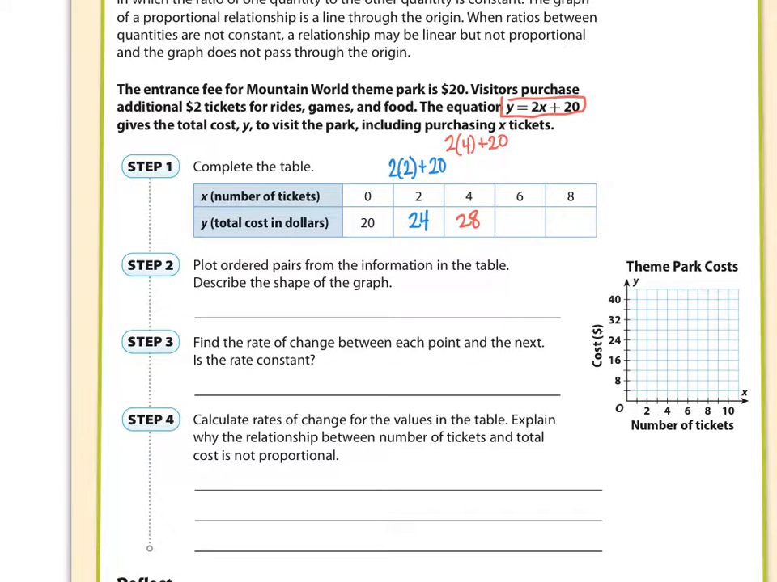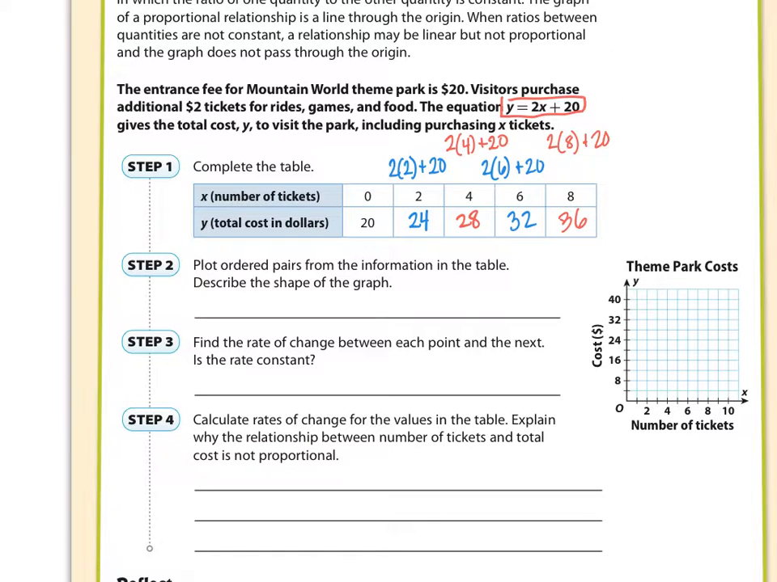And then 6 tickets would mean $2 per ticket times 6 tickets, then plus 20. 2 times 6 is 12. That's $12 for the tickets, plus 20 is 32. And then lastly, for 8 tickets, we get 2 times 8 plus 20, which is going to give us a total of 36, if I work that all out.